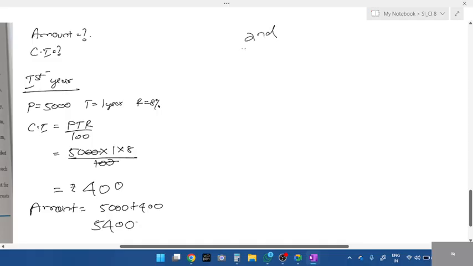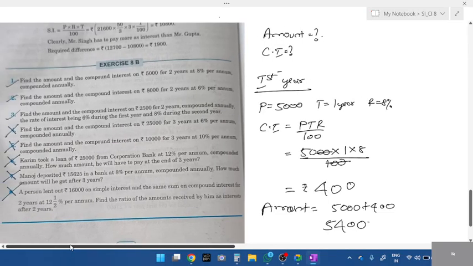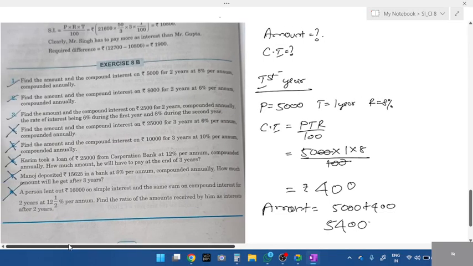Tell me the second year calculation. Later you can make a note, students. What is principal? Yes, you should take 5,400. Time will be 1 year. Check rate. Have they given for second year any rate or same rate? 8%.